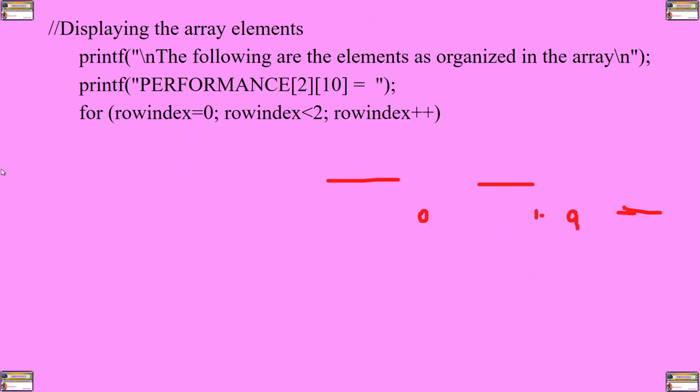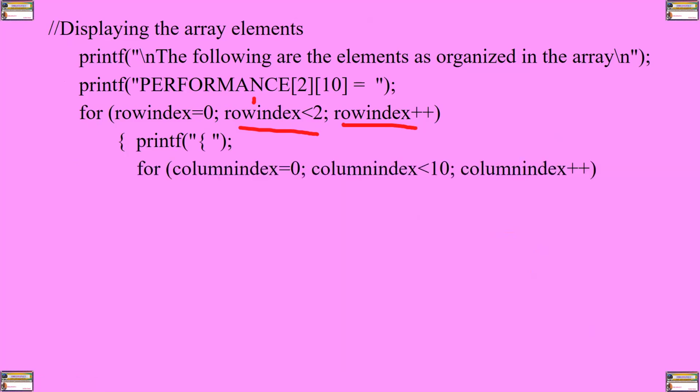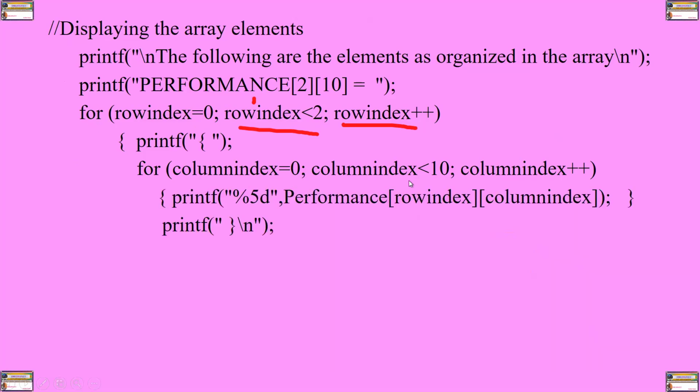The control will be taken up there. And the value of row index will now be incremented by 1, which will become 0 plus 1, and this will be 1. And once the value of row index is 1, the condition will be checked. Is 1 less than 2? Yes. So the control will be taken now again to this statement inside the loop, where this brace will be displayed. And then the process will enter now into the loop, initialize column index to 0, check if the value of column index is less than 10, which is true, and perform these operations again.